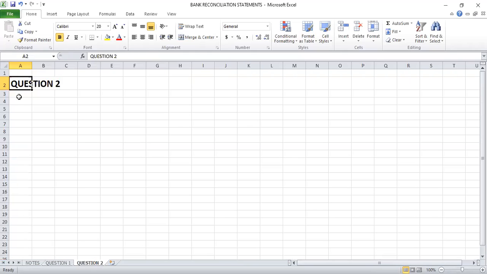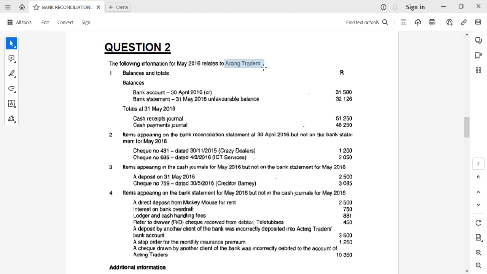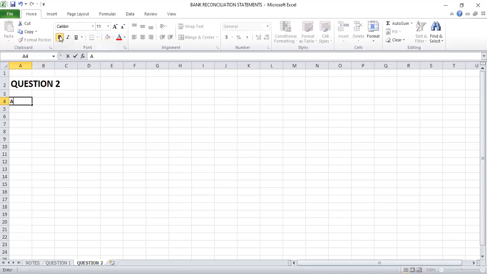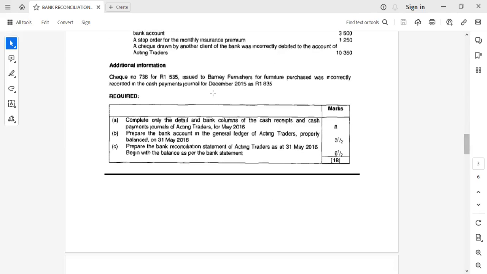Right, so we're going to deal with question 2. And we know that our entity is acting traders. So that would be acting traders. Right, so the way we shall answer this question, we shall answer all the parts simultaneously. Right, we are told that, so we'll be doing the cash receipts, cash payments, bank reconciliation one time.